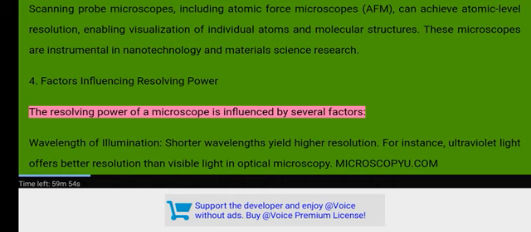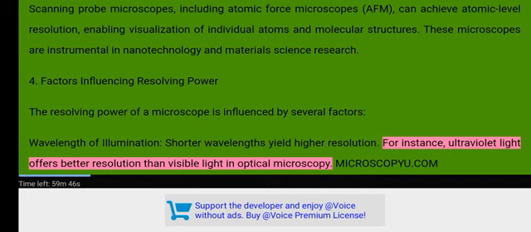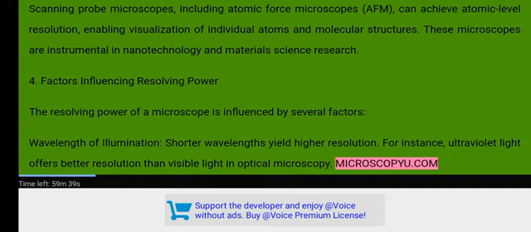The resolving power of a microscope is influenced by several factors. Wavelength of illumination. Shorter wavelengths yield higher resolution. For instance, ultraviolet light offers better resolution than visible light in optical microscopy.